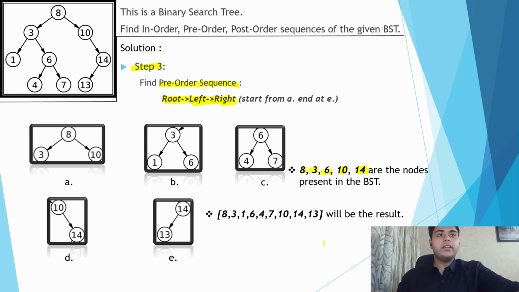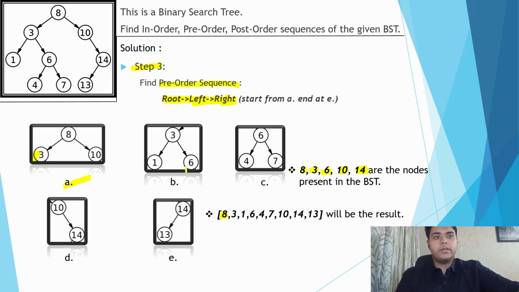We'll start from 8, and 8 is a node. That means we'll go to the image of 8, which is A. So it will follow the pre-order sequence, which is root, left, right. What is the root of A? 8 is the root of A. We wrote A. Then we wrote 8. Then go to left. We went to 3.